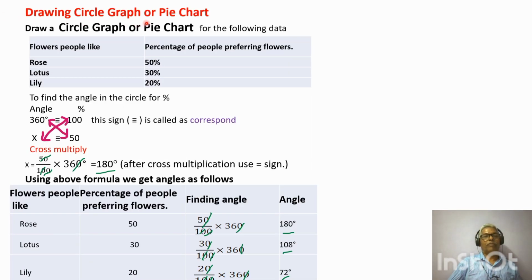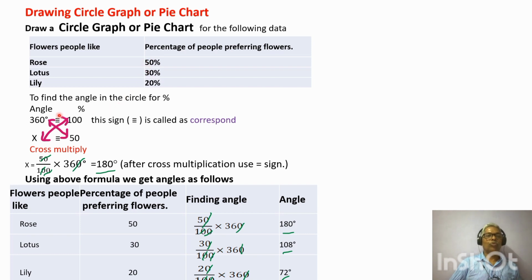Drawing a circle graph or pie chart. So we are trying to draw a circle graph or pie chart for the following data. The data given is the different flowers preferred by people, and the percentage of people preferring them. Rose is preferred by 50% of the people, lotus by 30% and lily by 20%.